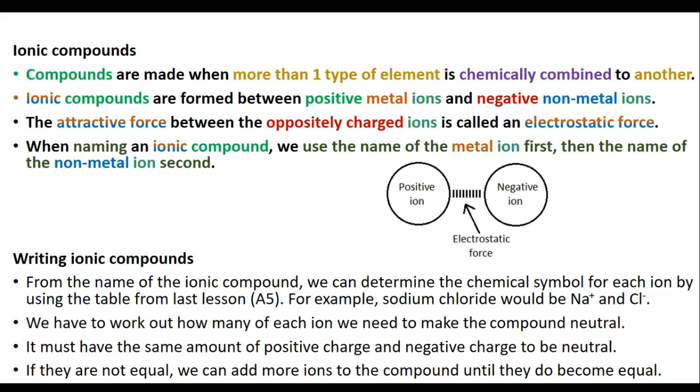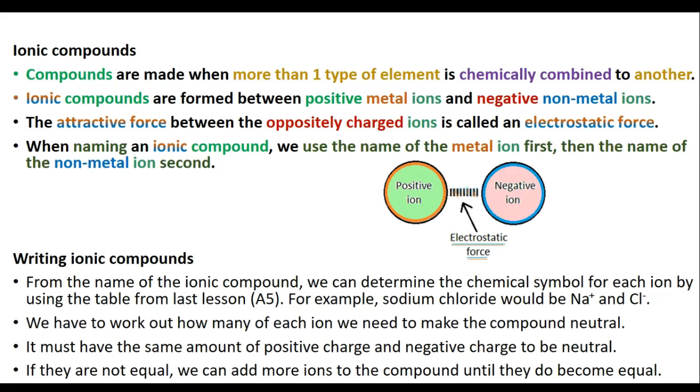When naming an ionic compound, we just tend to use the name of the metal ion first and then the name of the non-metal ion afterwards. So it's actually quite easy to name an ionic compound. You just use the name of the metal and then the name of the non-metal that comes together to form the compound.